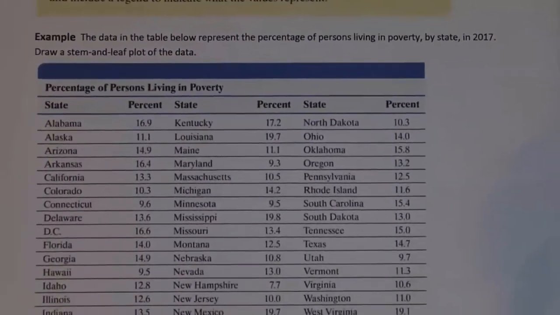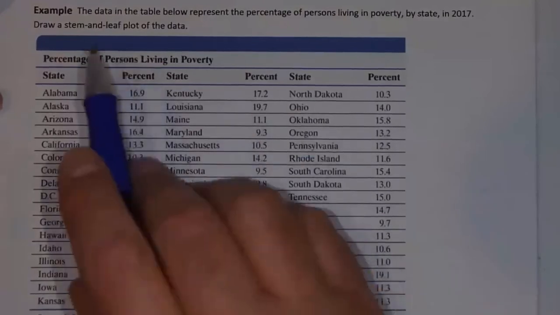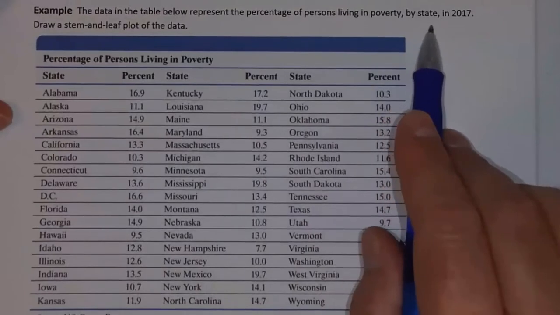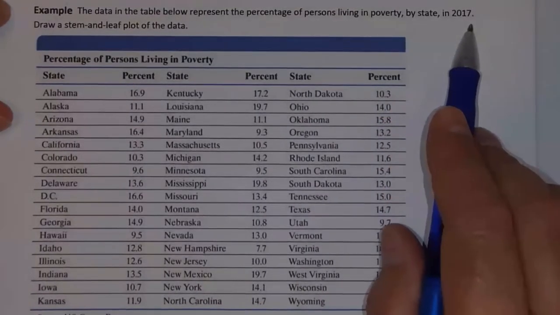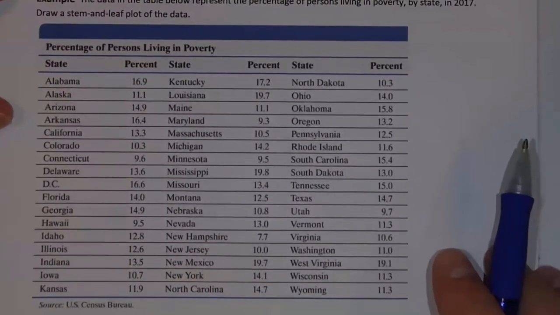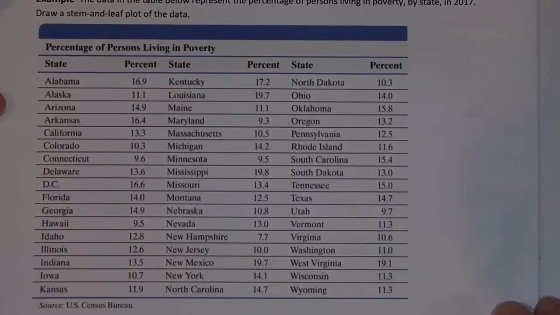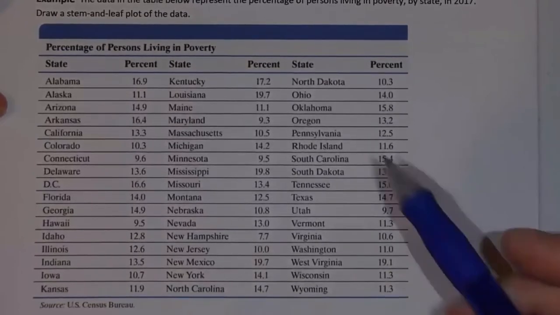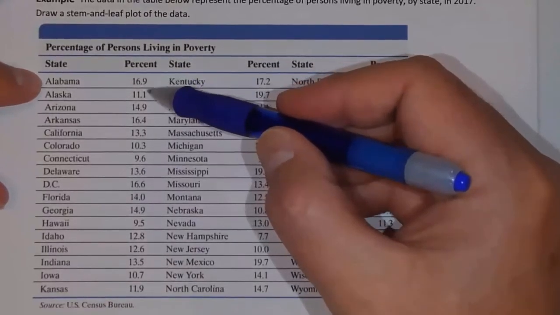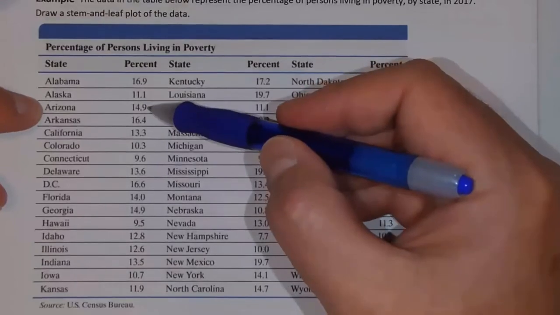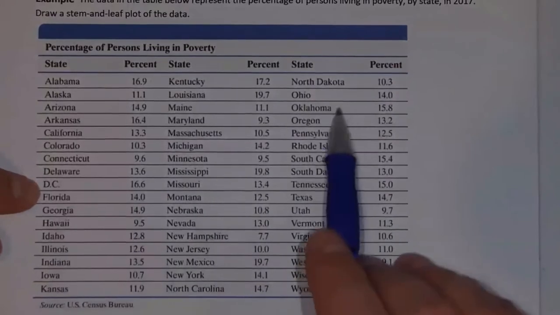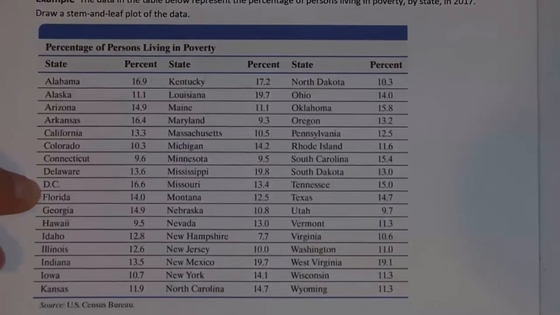So take a look at this next example. The data in the table below represent the percentage of persons living in poverty by state in the year 2017. We're supposed to draw a stem and leaf plot of this data. So again, this is the percentage of residents who live in poverty. In Alabama, 16.9% of its residents live in poverty. In Alaska, 11.1%. In Arizona, 14.9%, and so on. This does include DC, so we have 51 data values all together.